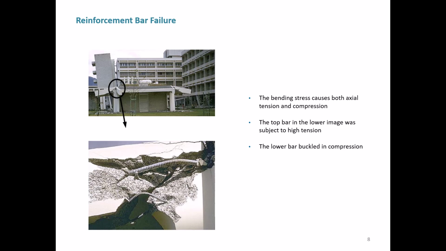Here are some further failures that happened in the Olive View Hospital. We have steel reinforced concrete in this section of the roof area. That top bar is in tension, and this bottom bar went into compression, and that compression did cause a buckling failure to happen.